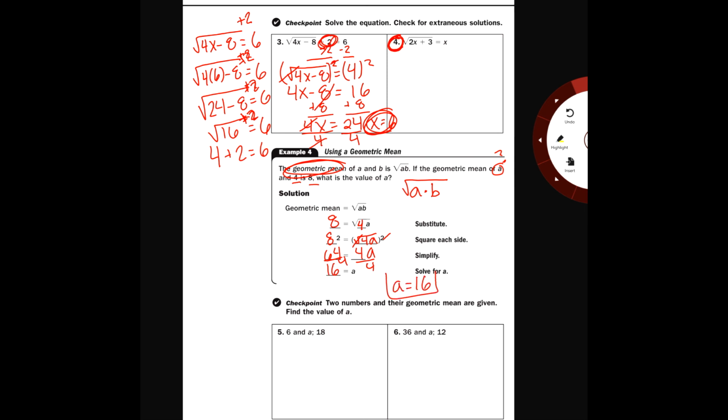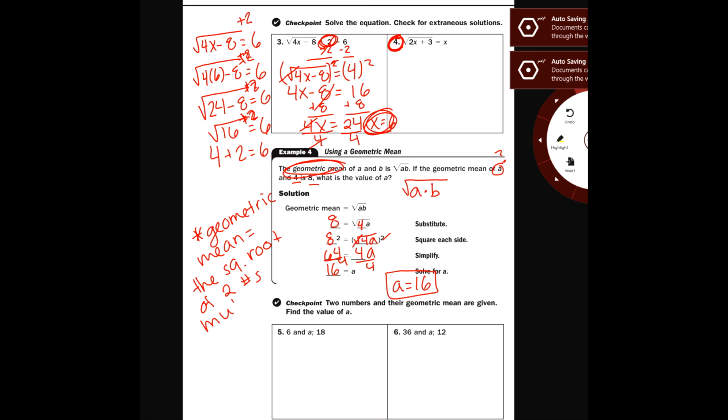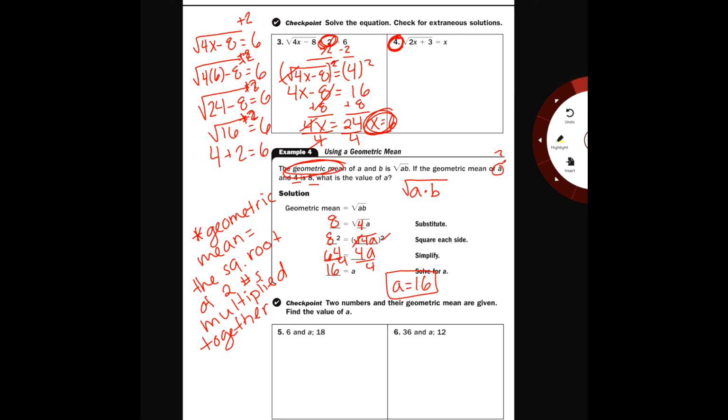Not too bad, right? So you just have to know geometric mean is the square root of two numbers multiplied together. That's all it is. Yay, vocab.